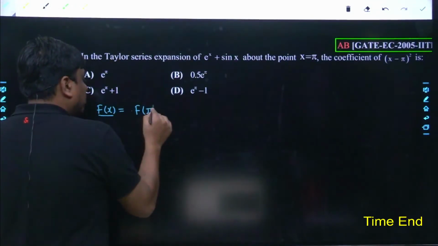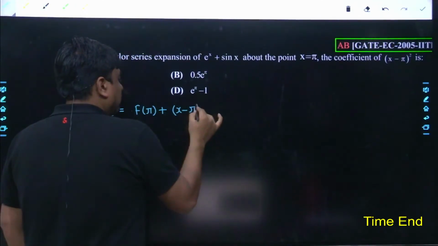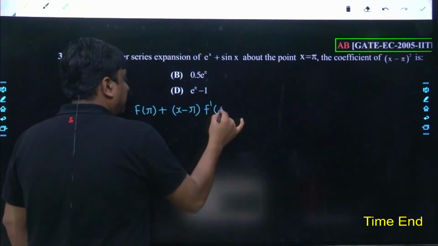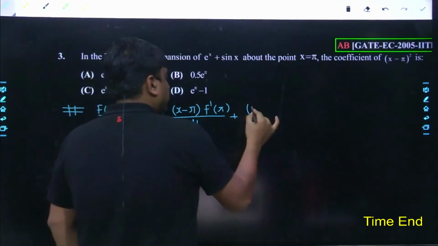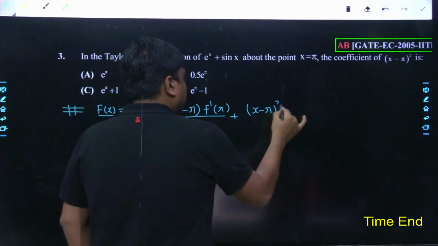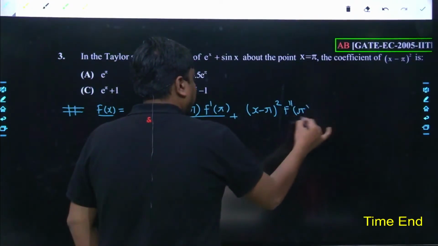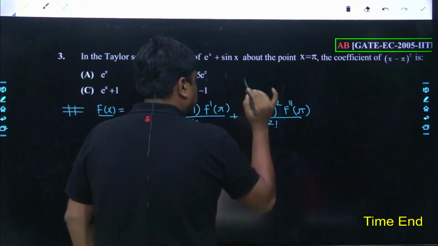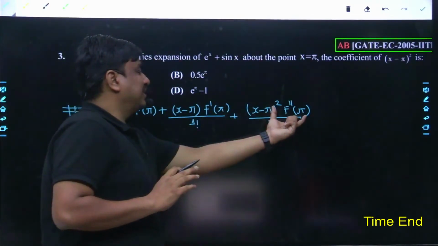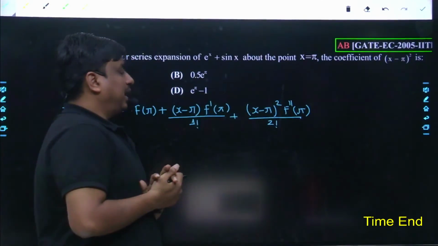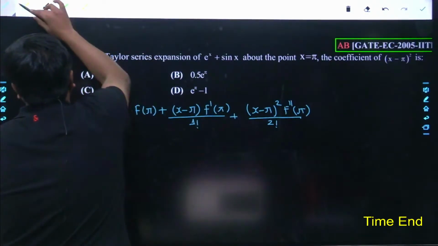So obviously it is going to be f of a, then goes x minus a, f dash a divided by 1 factorial, then goes x minus a raised to the power of 2, double derivative of the function at x is equal to pi, so on and so forth. Rather than focusing on each and every term, you must have focused on the double derivative of the function at x is equal to pi into 2 factorial, and that is what was the requirement of this problem.